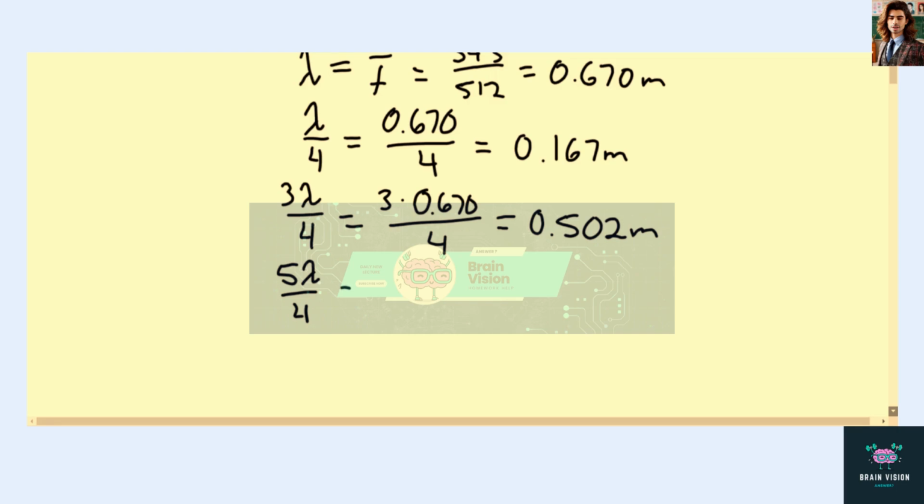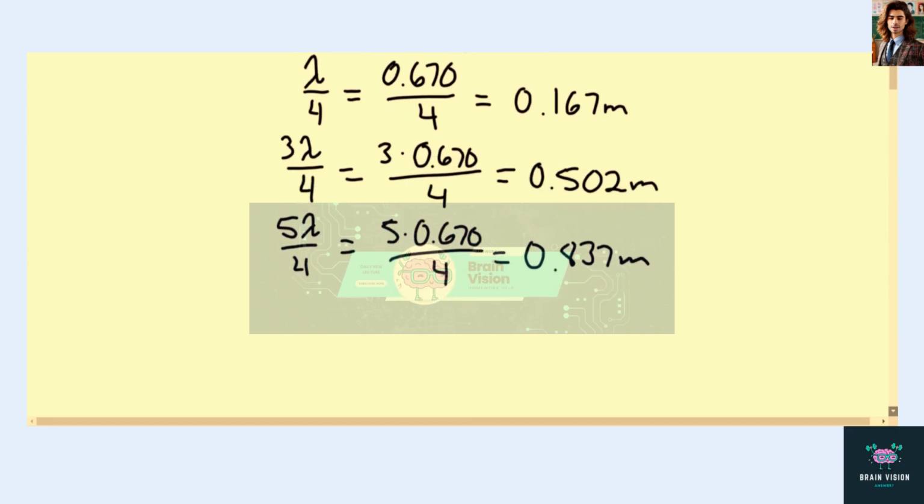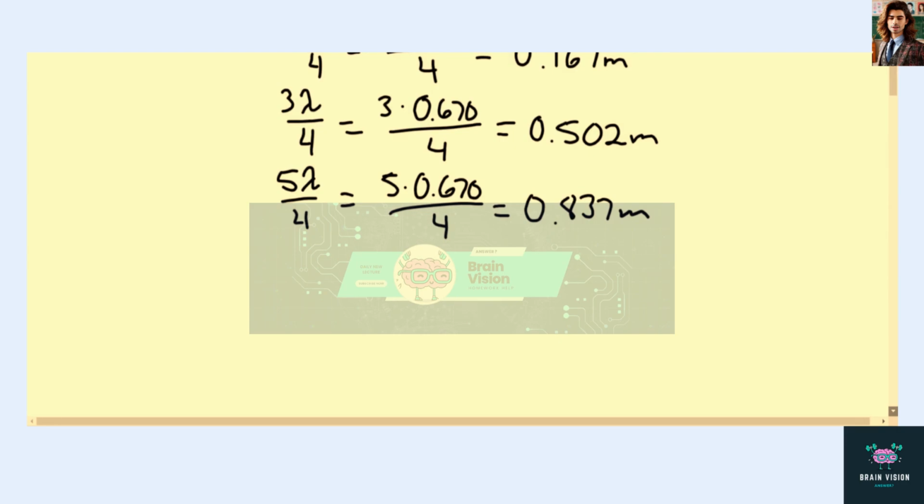And then we know that the next answer will be our second one. 5 lambda over 4 is equal to 5 times 0.670 divided by 4, and if you calculate that, you will get a distance of 0.837 meters. And obviously that is also greater than 20 centimeters, so that's our second answer. So our answers for this question are 0.502 meters and 0.837 meters. And that is how you solve this problem.